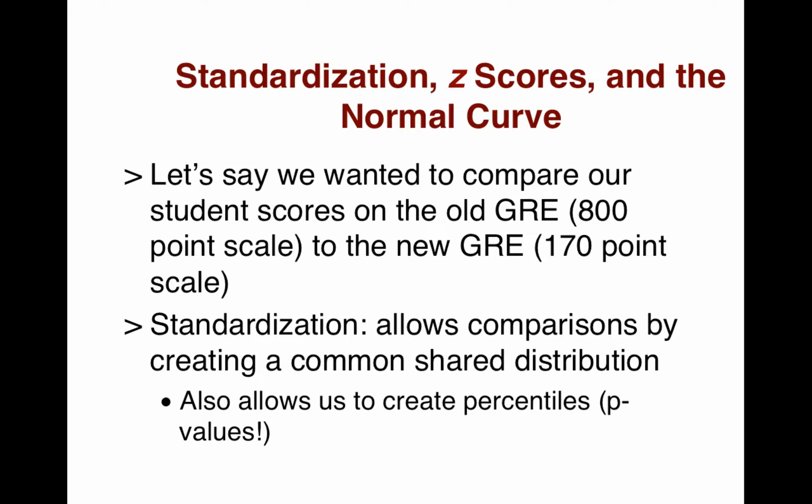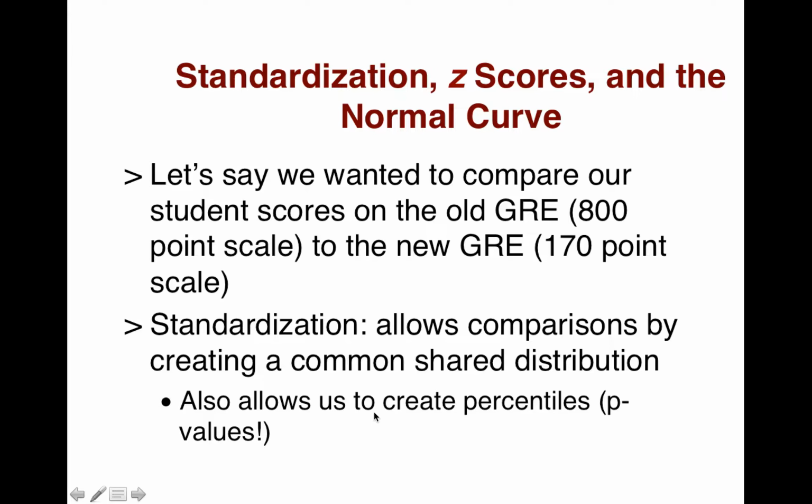We have the same problem at the university if people take the ACT versus the SAT. So there are lots of times when you would have multiple scales and you want to compare them. So standardization, or the standard normal curve, or Z, allows us to compare them by creating that shared distribution.